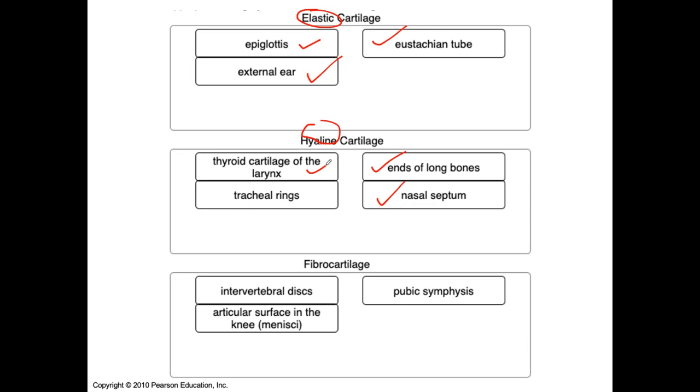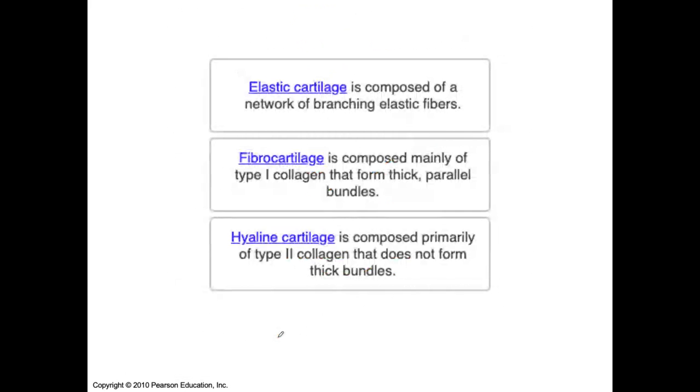Your thyroid cartilage, also known as the Adam's apple. And then the tracheal rings, cartilage that goes around your windpipe, the trachea. Remember that fibrocartilage is made up of type 1 collagen fiber, and then hyaline cartilage is made up of type 2 collagen fibers. Fibrocartilage is the strongest, it's the thickest, so we're going to find them at the intervertebral discs, the pubic symphysis, and the menisci of the knee.